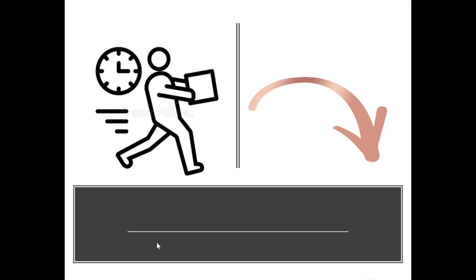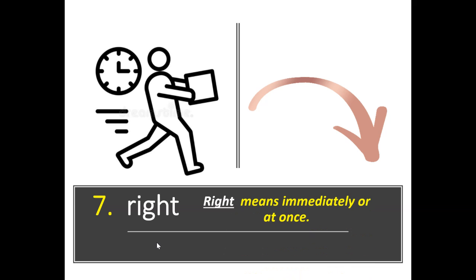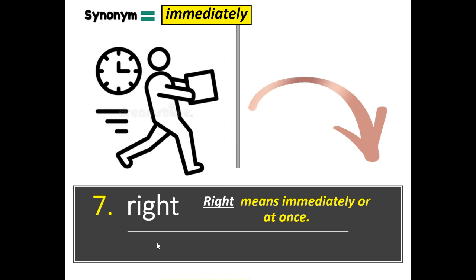They both show right, R-I-G-H-T, right. And the reason why it's right is because right means immediately or at once. There's another definition for right, but in this case, it means immediately or at once. So a synonym could be immediately, that means right away.